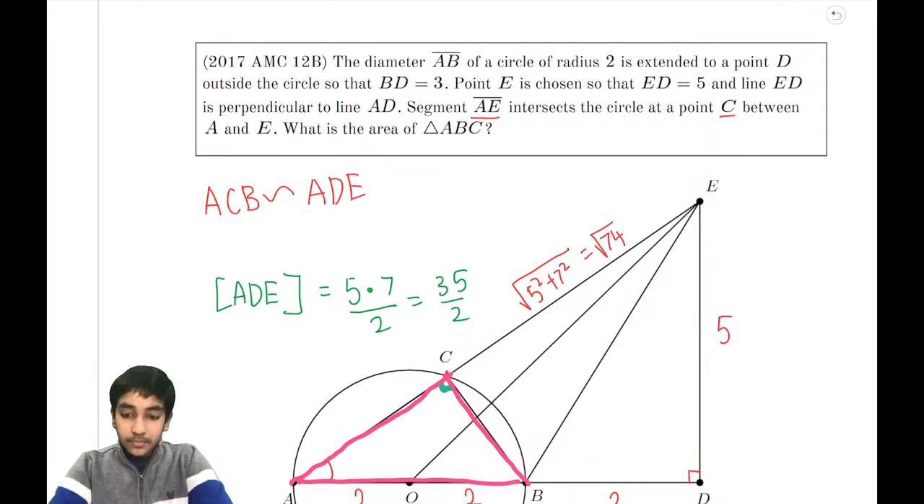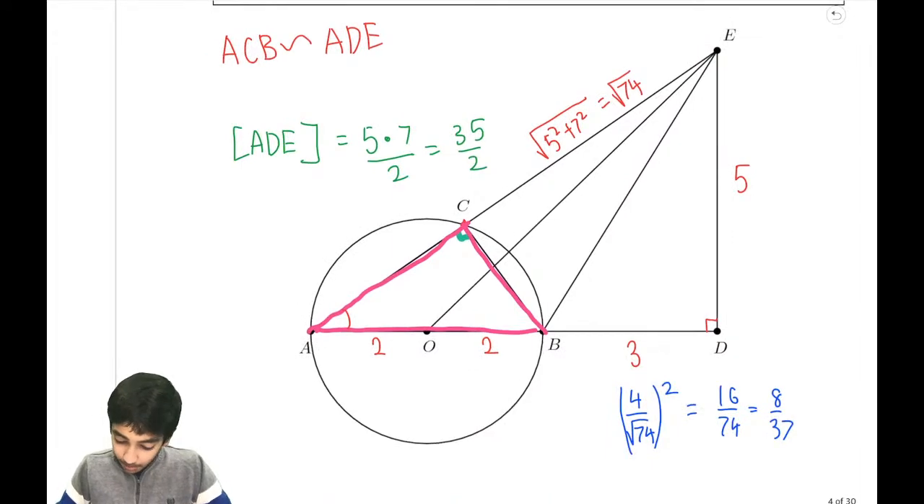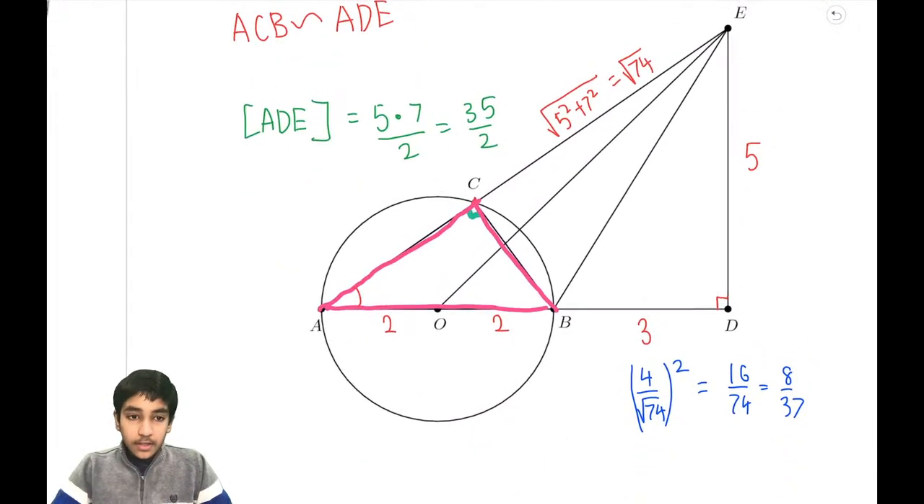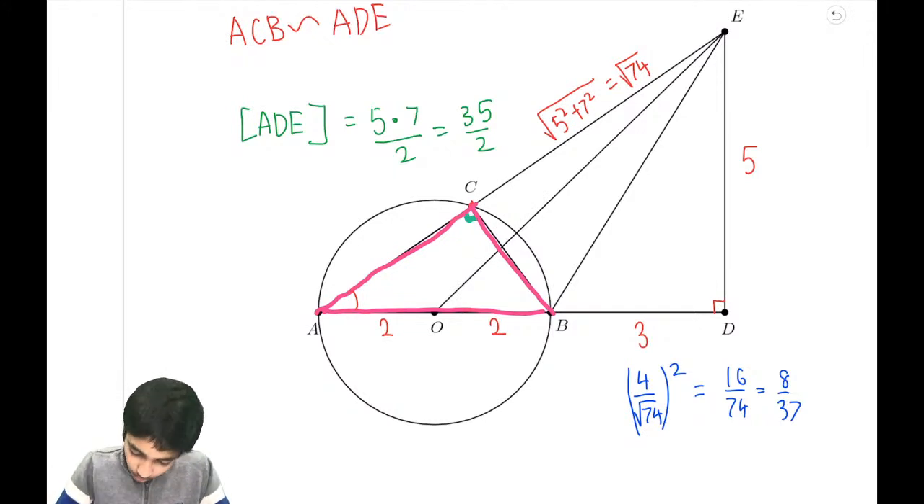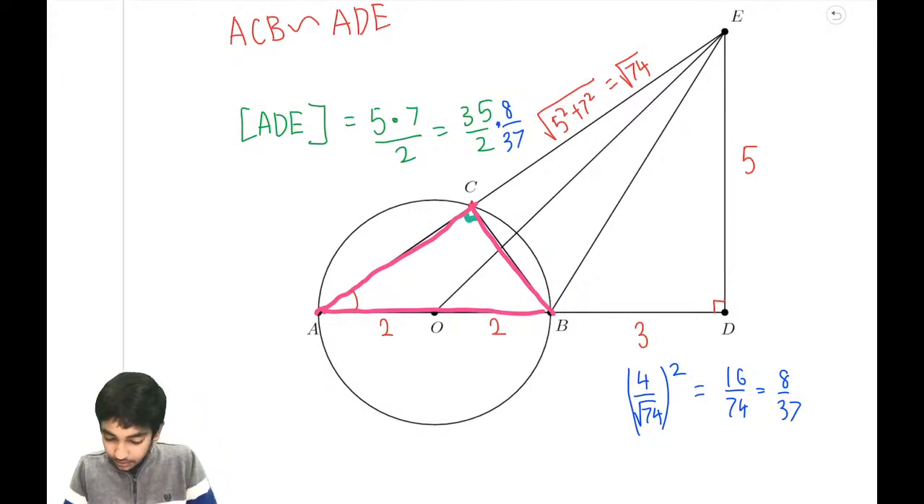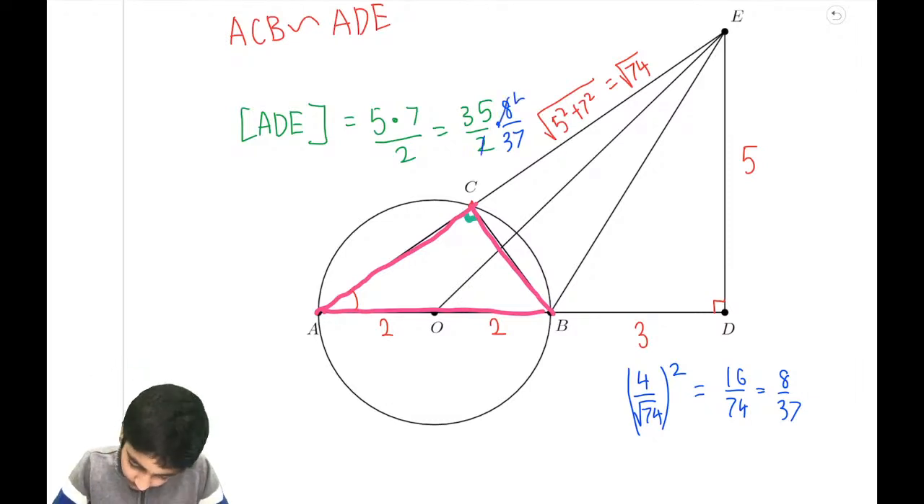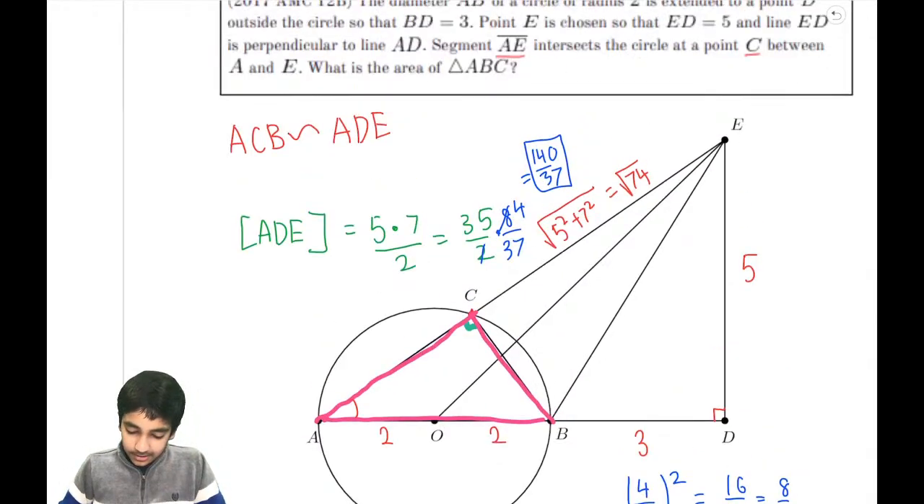Okay, so now that we know the ratio of the areas is 8 over 37, what can we do? Now, we can just multiply this ratio by our area. So from here, the problem becomes relatively straightforward because we really just need to multiply it out together. We get 35 over 2, which is the area of the large triangle, times 8 over 37, which is the ratio of the areas of the triangles. Then we can cancel some terms out. This is equal to 140 over 37. So that's the area of ABC.